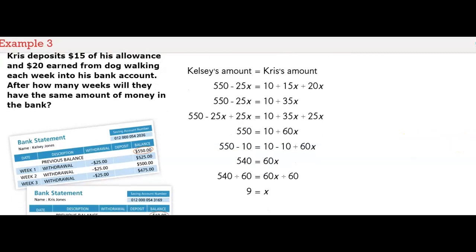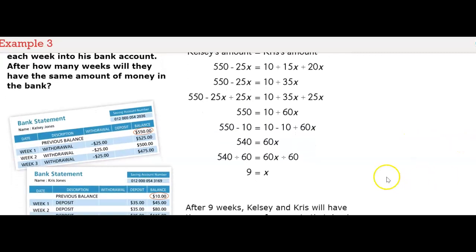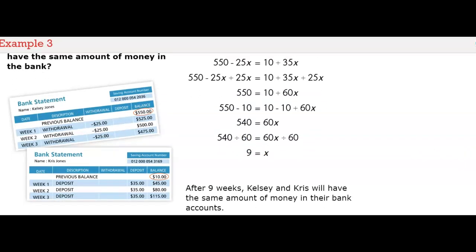Now the final step is solving for that x. And so we're going to do the inverse of multiplication, which is division. So we're dividing by 60 on both sides of the equation, and that equals 9. So after 9 weeks, that is when Kelsey and Chris have the same amount of money in their bank.